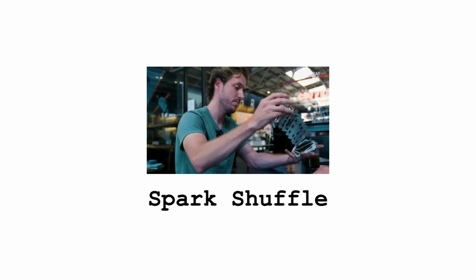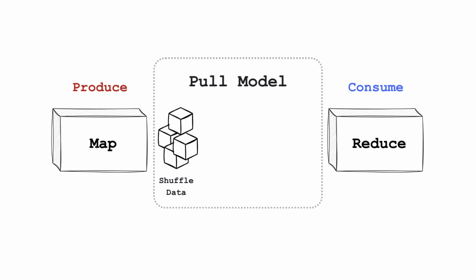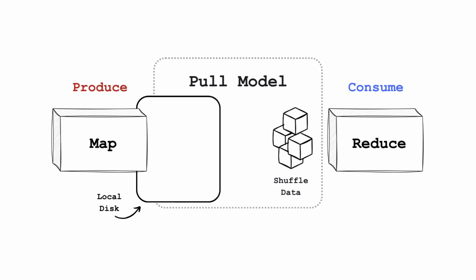Spark shuffle has two sets of tasks, map and reduce. The first produces the shuffle data, and the latter consumes it. In Spark's task exchange, it shuffles data using a pull model. The map tasks write the shuffle data to the local disk. Then, reduce tasks reach multiple map tasks to pull that data. Let's examine the shuffle write stage closely.